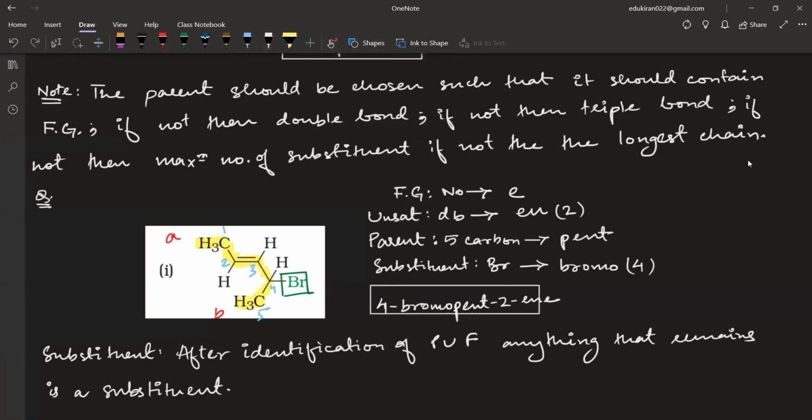And one more suggestion: never try to guess the name by looking at the structure. Always do this: functional group, unsaturation, parent, and substituent. Clear? Yes or no? Okay, now let us do one example.